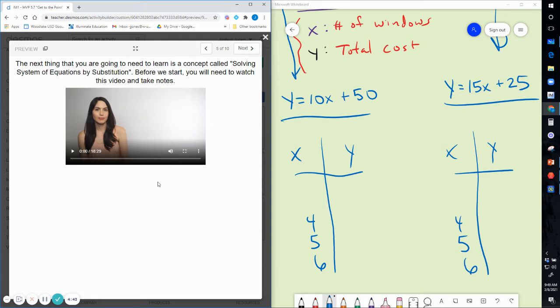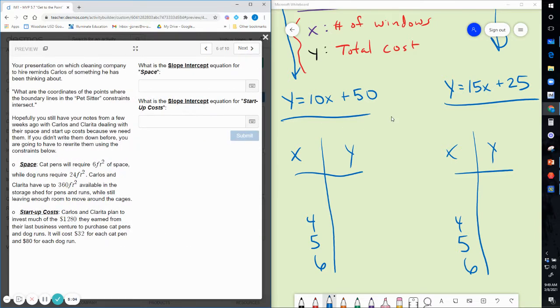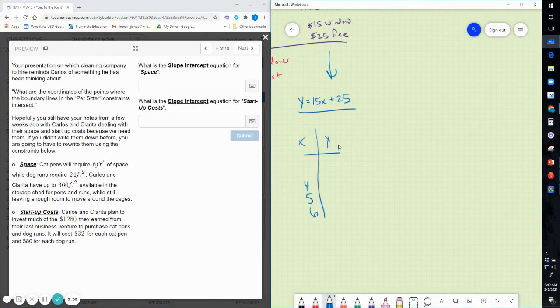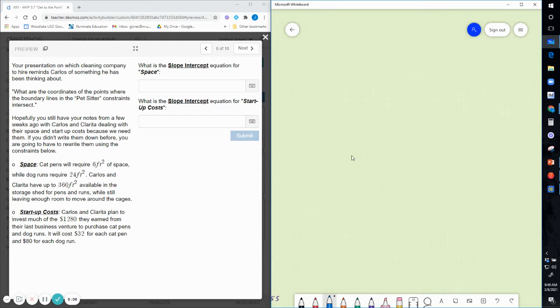The next thing you're going to do is need to learn a couple concepts called solving systems of equations by substitution. Before we start, you will need to watch this video and take notes. It's a pretty long video, but it's a good one. So make sure at this point you guys watch this video and take notes, because you're going to have to submit those notes as part of the assignment. All right, and then now that we know how to solve by substitution, we're going to go back to some equations that we've already talked about in the past.